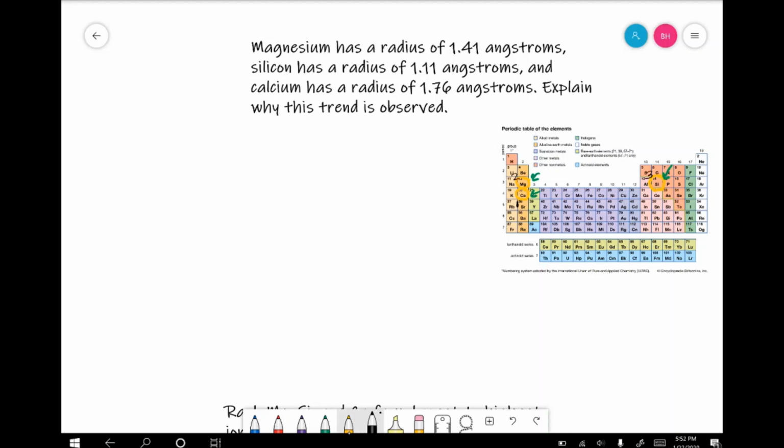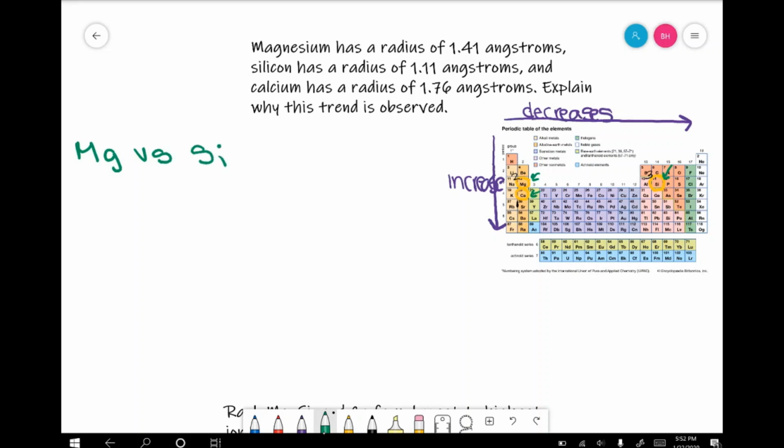So if we were to identify just the trend that we see on the periodic table, what we would see is that going from left to right across the periodic table, if we compare magnesium to silicon, the atomic radius actually decreases. And when we go down a group, we see that the atomic radius actually increases. So we're going to rationalize why we observe this trend. Let's first start off with comparing magnesium versus silicon.